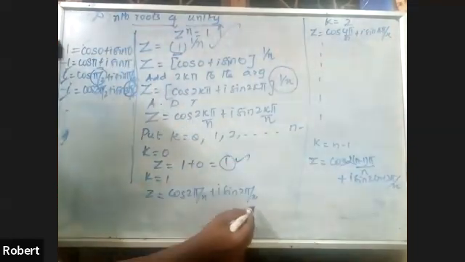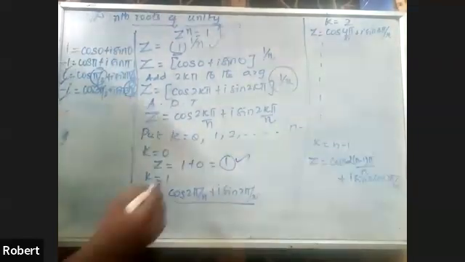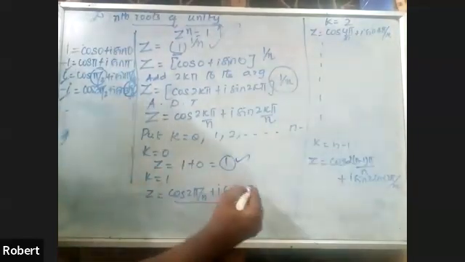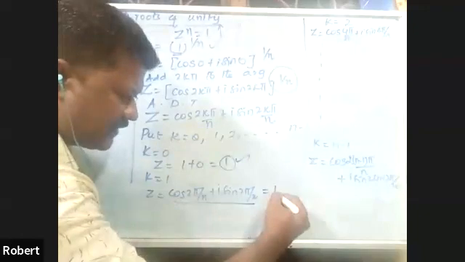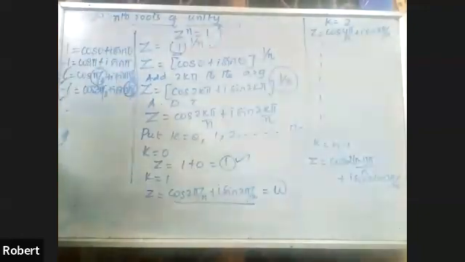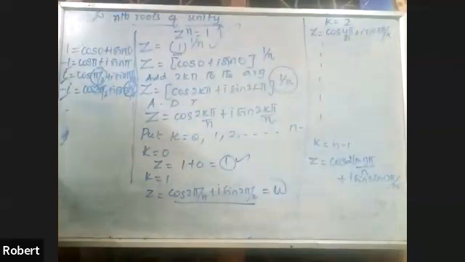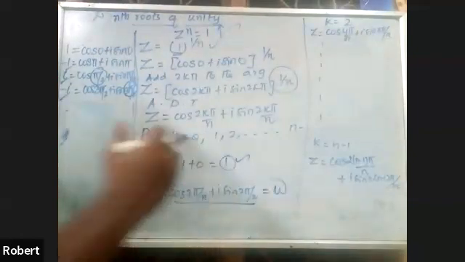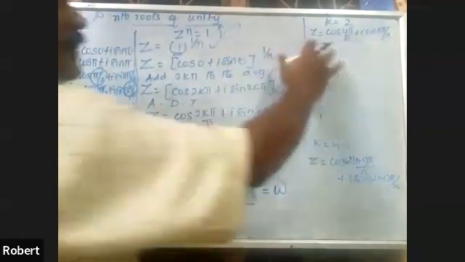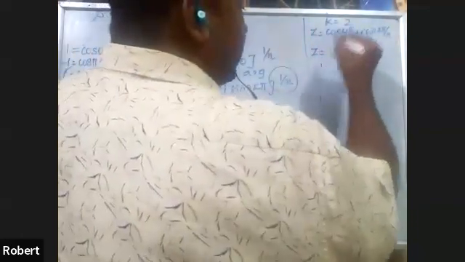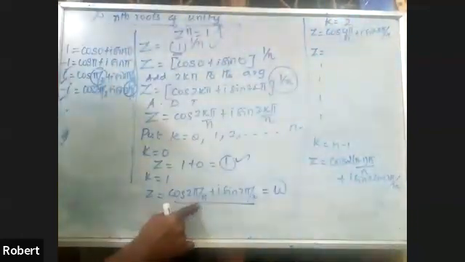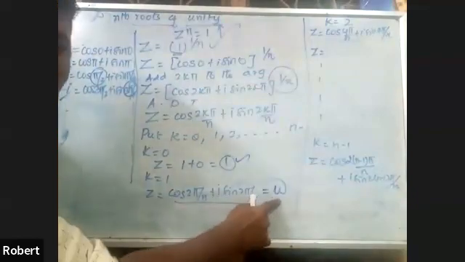Now I am assuming this z value, cos 2 pi by n plus i sin 2 pi by n, I can write this as omega. Listen carefully, I am only assuming this. Cos 2 pi by n plus i sin 2 pi by n, I am taking this as omega. Next, see what happens: z is equal to cos 2 pi by n plus i sin 2 pi by n, which is omega.